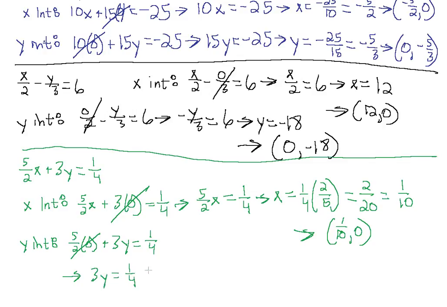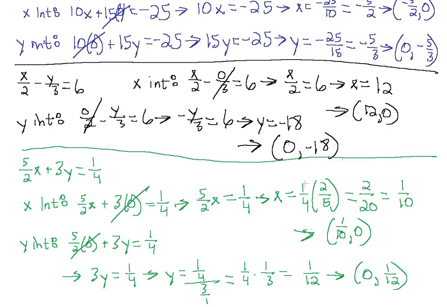If we divide both sides by 3, we have y equals 1/4 divided by 3, which is the same as 3/1. And when we're dividing by a rational number, we rewrite the first. We don't ask why, but we flip the second and multiply. So we call that 1/3, which gives us 1/12. So our y-intercept is 0 and 1/12.